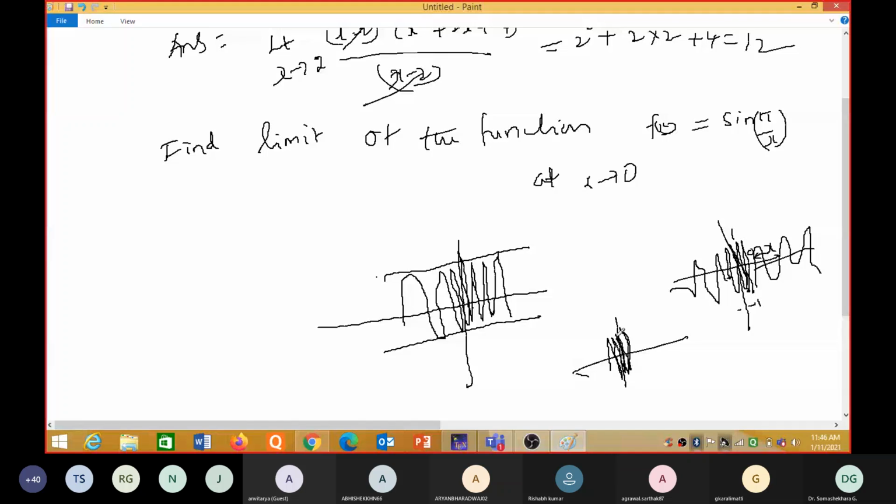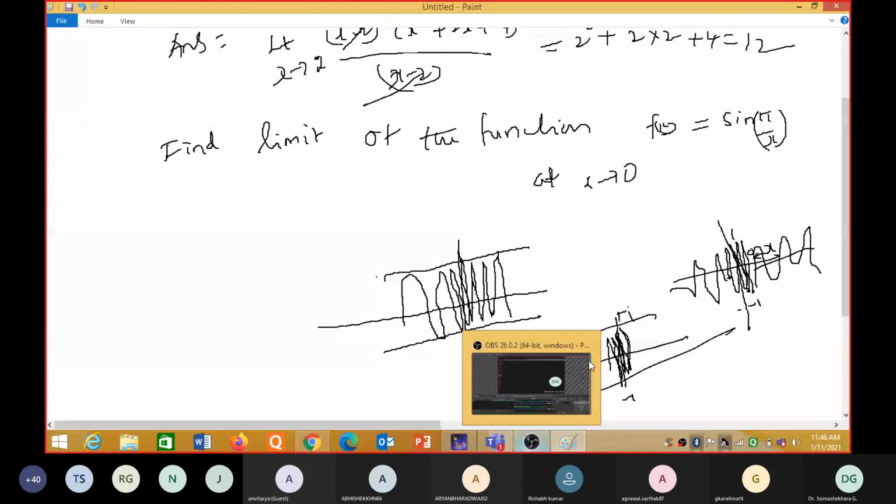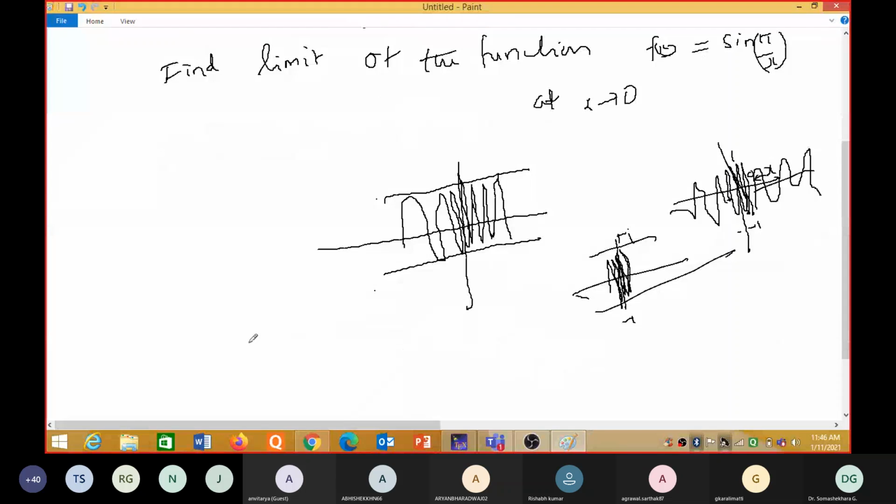So it is oscillating between minus 1 and plus 1, and so the limit as x tends to 0 of sin(pi/x): when x tends to 0, you will not get a finite value. It is oscillating between minus 1 and plus 1. You can say the limit does not exist.